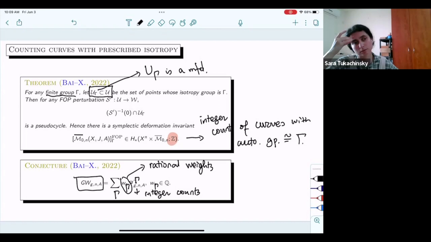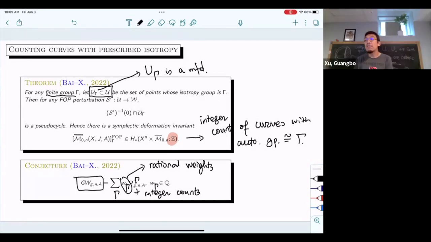I see. But it would be good if we actually have an explicit symplectic manifold and an explicit, detailed decomposition of the ordinary Gromov-Witten invariants into those integers. That would be much better. Thank you.